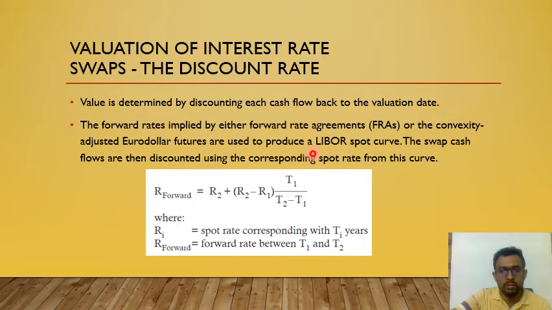There is a whole different concept that we'll talk about. Here the formula is given by R forward equals R2 plus (R2 minus R1) times T1 divided by (T2 minus T1). Here T1 is time 1, T2 is time 2, R2 is the spot rate corresponding to T2 years, and R1 is the spot rate corresponding to T1 years. So R forward can be calculated using this formula. This will be used in calculating the rate for the forward rate agreement while valuing an interest rate swap using FRAs.